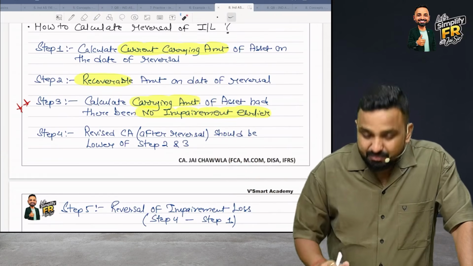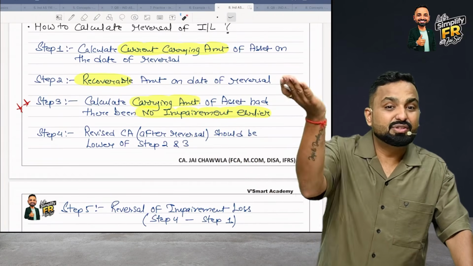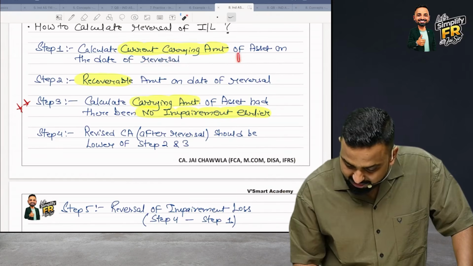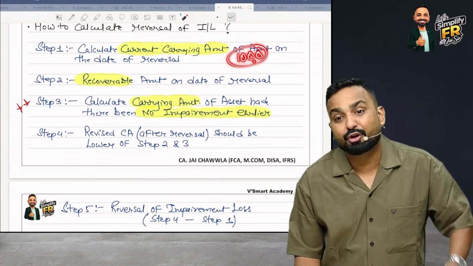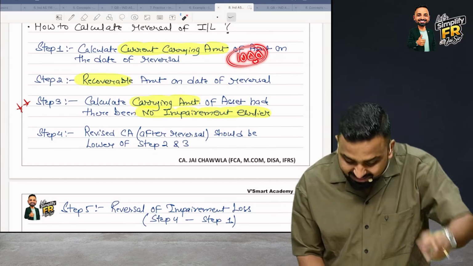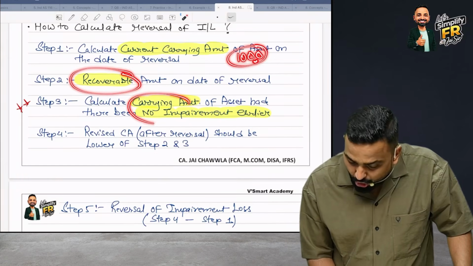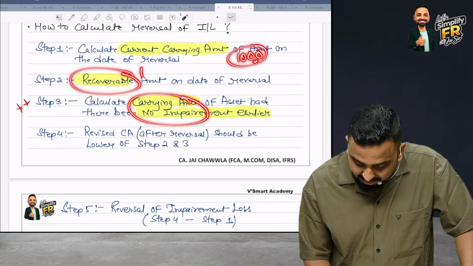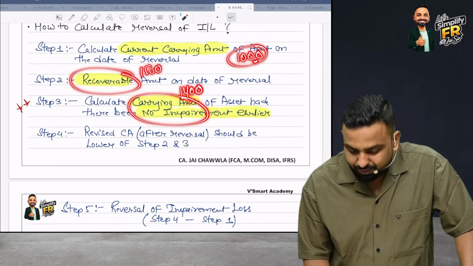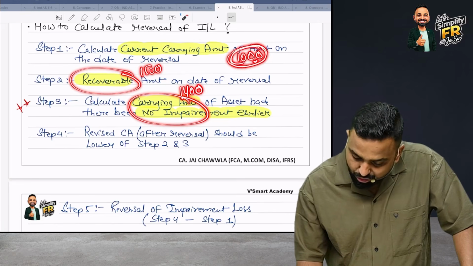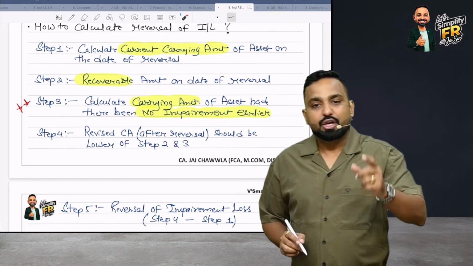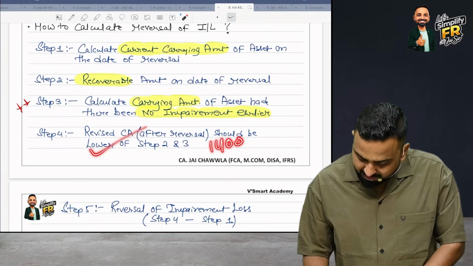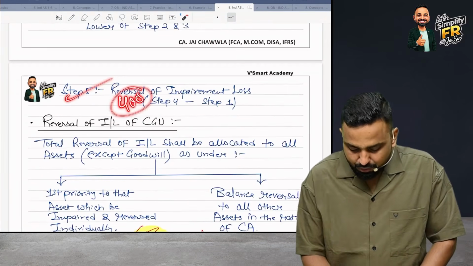Now, reversal means increasing the value of the asset, so you are increasing the current carrying amount. Suppose your current carrying amount is 1000. You are increasing the current carrying amount from 1000 to either the recoverable amount or this carrying amount had there been no impairment, whichever is lower. So here it is 1500, here it is 1400. So you will increase this 1000 to 1400, whichever is lower. So 400 becomes a reversal. So the revised carrying amount should be 1400 and the step 5 reversal should be 400.